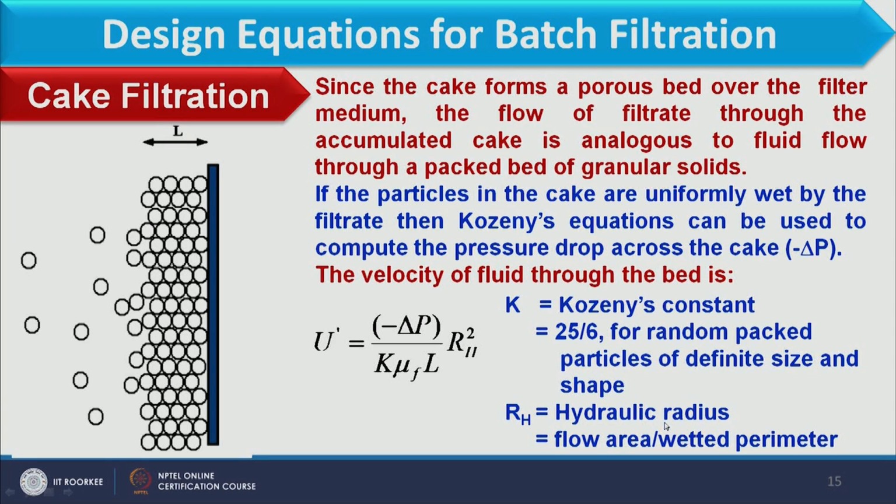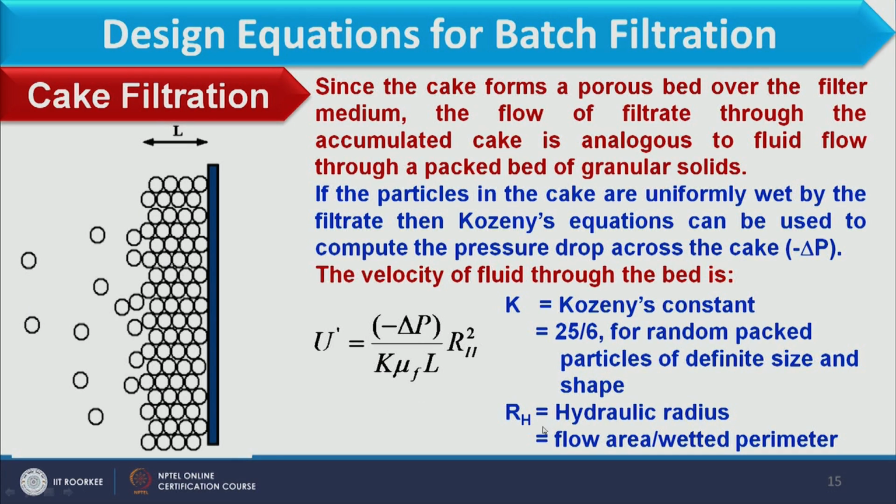RH we have denoted as the hydraulic radius, which is defined as the flow area by wetted perimeter. So here we have to derive the expression of RH to calculate the expression of U dash. So here I have to define the RH expression, and then that expression will be put in this U dash expression for further derivation. So RH we can define here as flow area by wetted perimeter.